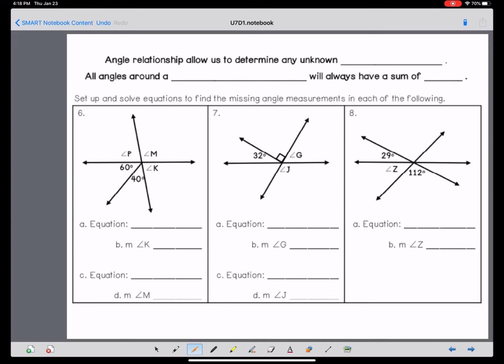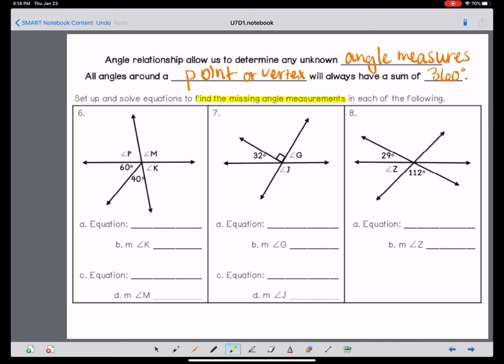Angle relationships allow us to determine any unknown angle measures. All angles around a point or vertex will always have a sum of 360 degrees. Let's take a look at what that means. Our example directions say set up and solve equations to find the missing angle measurements. Find the missing angle measurements in each of the following.